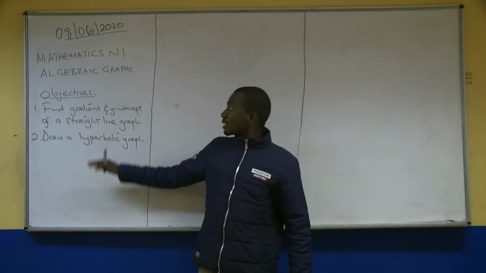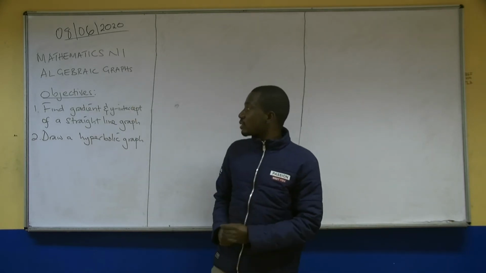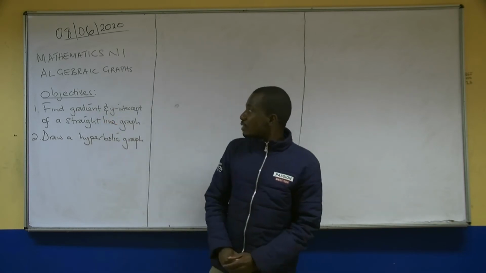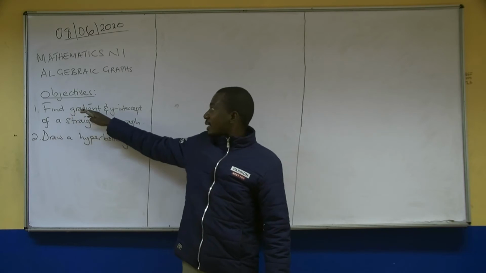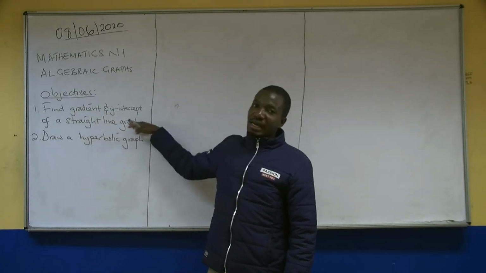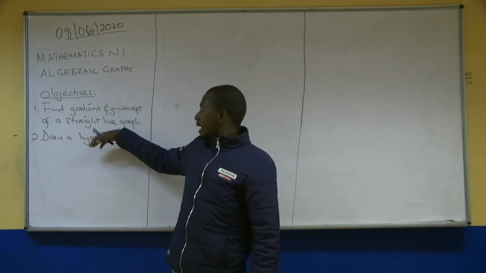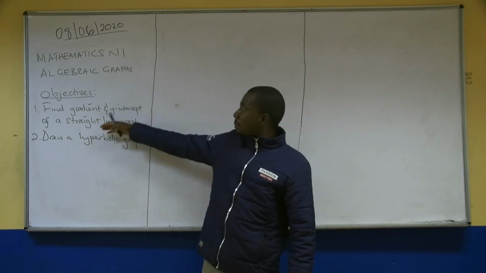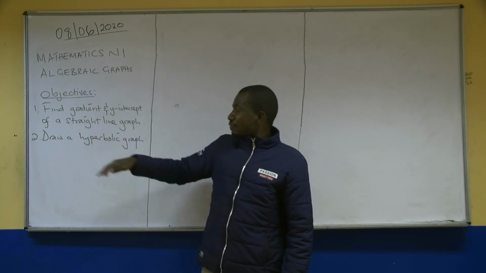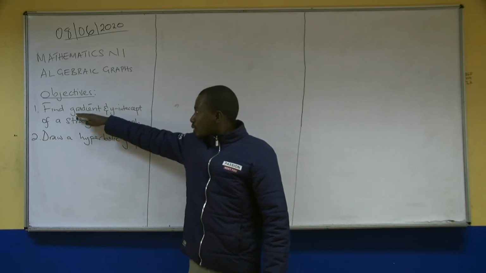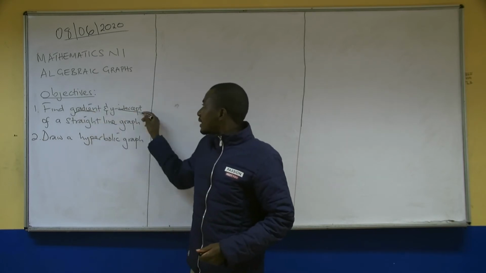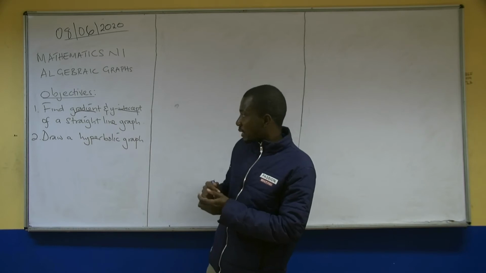Right, the main objectives that I want us to achieve today. Number one, I want every learner by the end of this lesson to be able to find gradient and y-intercept of a straight line graph. Last time we were looking at a situation whereby we are required to draw a straight line graph. Now the graph is drawn for you, but how do you find the gradient and how do you find the y-intercept? That's the first objective.